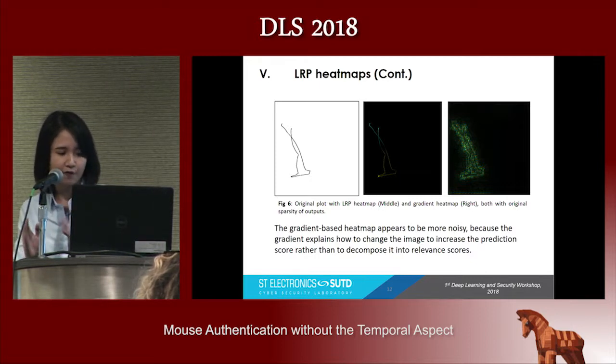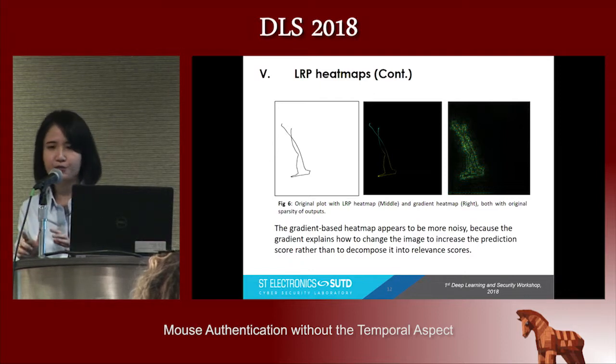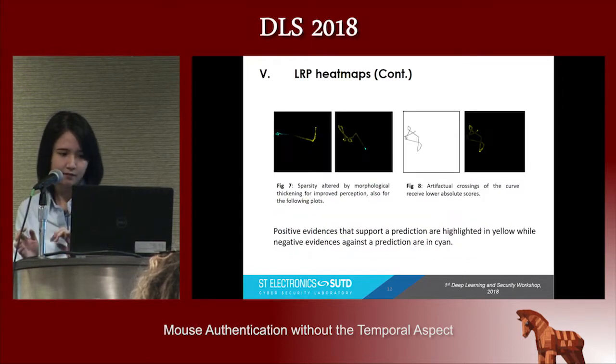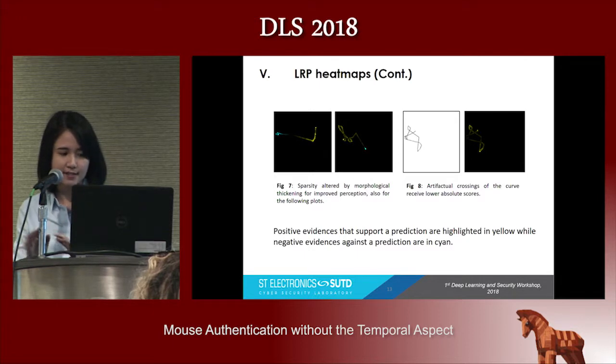From figure 6, it's apparent that the gradient heat map appears to be noisier than the LRP heat map, because the gradient heat map tells us what pixels in the image to change to have a maximum change in the prediction score. But that isn't our goal. What we want to know is what parts of the images actually contributed to the current prediction score. And for that, we employ the LRP method. So here are more examples of the LRP heat map. And if you look at figure 7 closely, you notice that there are two different colors here.